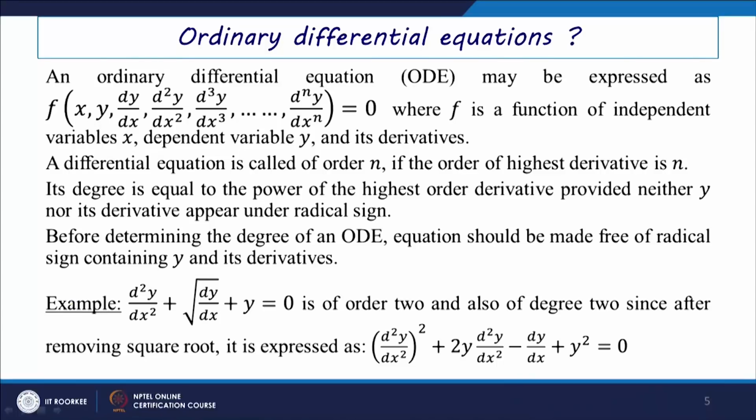If you look at an ordinary differential equation, it can be expressed in the form of x, y, dy by dx, d square y by dx square. For an nth order differential equation, we can write it as a function of x, y, dy by dx, d square y by dx square, d cube y by dx cube, up to d to the power n y by dx to the power n, equals 0. Whether the equation is in multiplied, added, or divided form, we can equate it to 0 by taking all the right hand side terms to the left hand side.